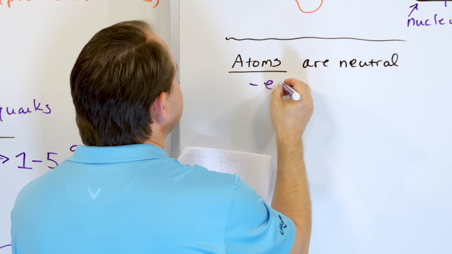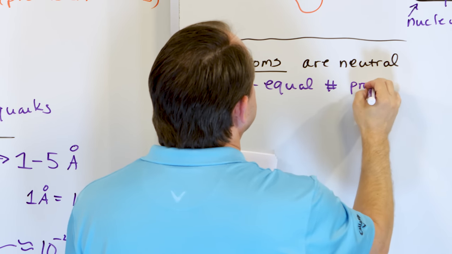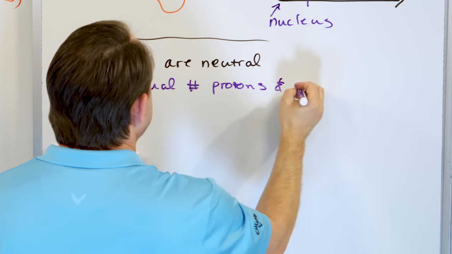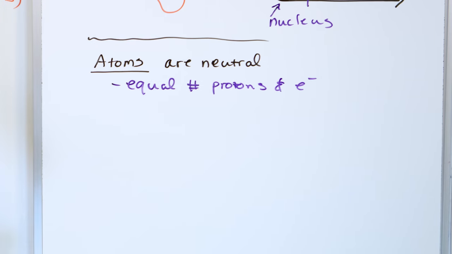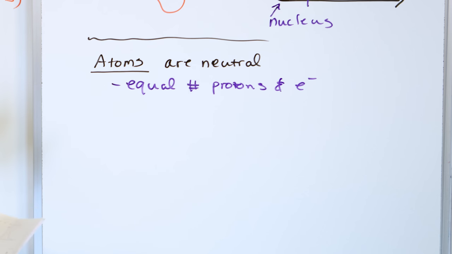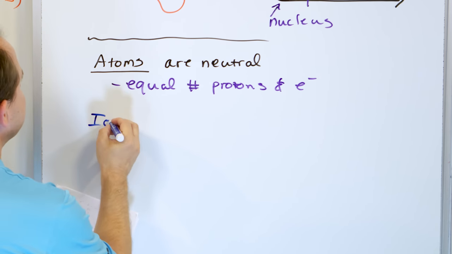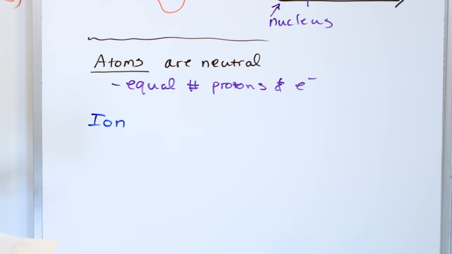So equal number of protons and electrons. And that is why they are neutral. However, you can take an atom and you can create a charged version of it called an ion. You may have heard of ion thruster, ion drive, or just ions.